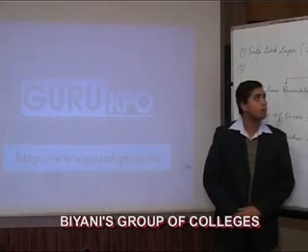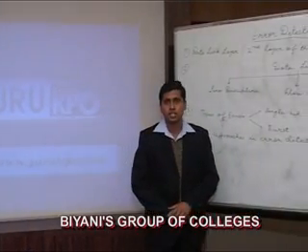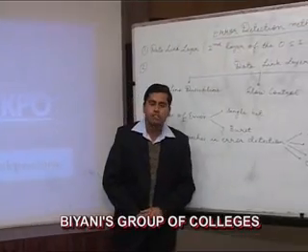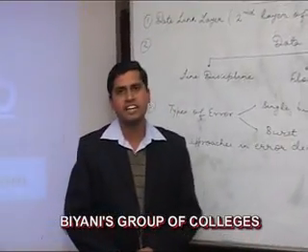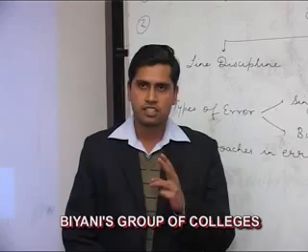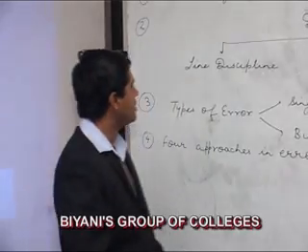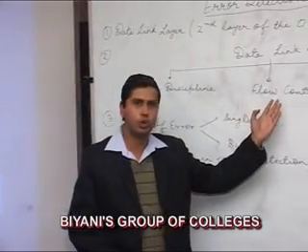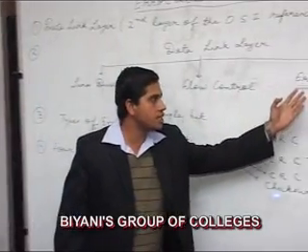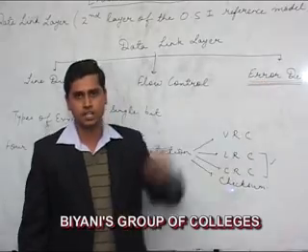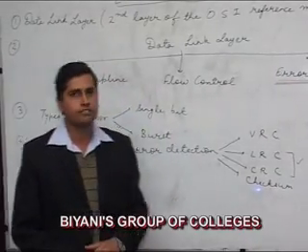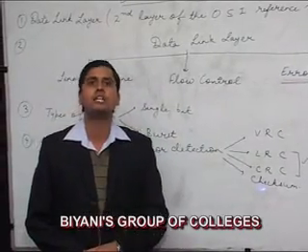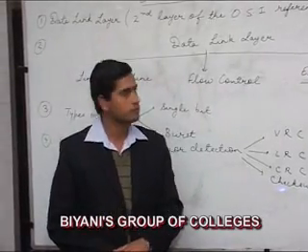Discussion on the topic error detection methods. The data link layer, which is the second layer of the OSI reference model, has three things to do. Number one, to take care of the line discipline. Number two, to take care of flow control. Number three, to take care of error detection and correction. Error detection and correction is one of the most fundamental parts which the data link layer performs.